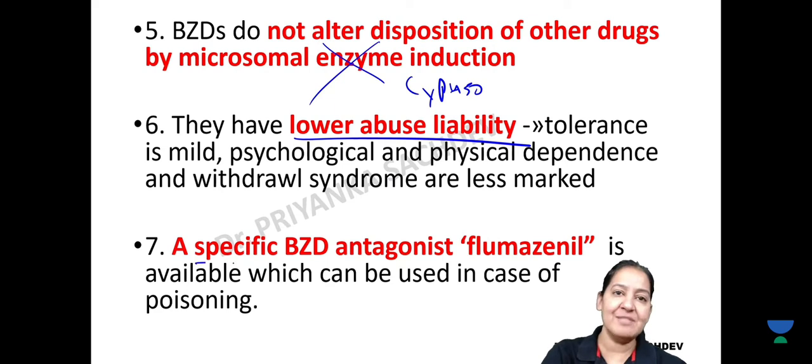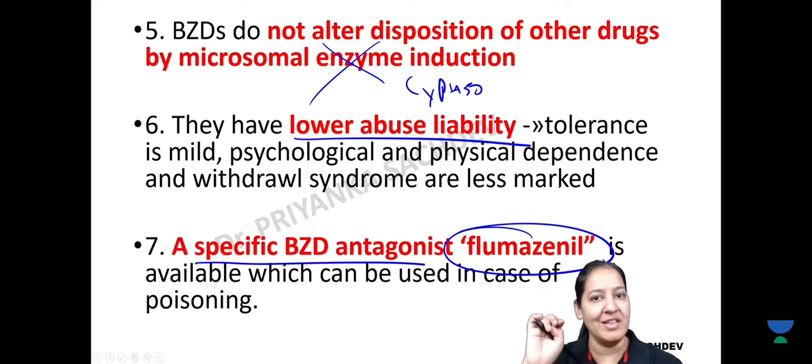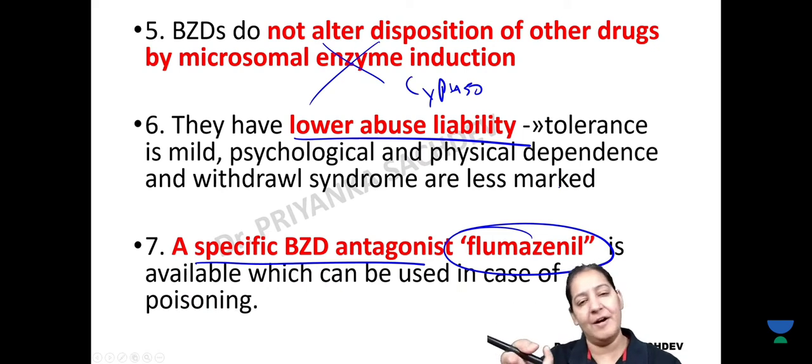And it has a specific antidote. Flumazenil is available. So in case of poisoning, you can give flumazenil. For barbiturates there was no specific antidote. You were doing hemodialysis, forced alkaline diuresis, giving sodium bicarbonate, but there was no specific antidote. Here a specific antidote is available.